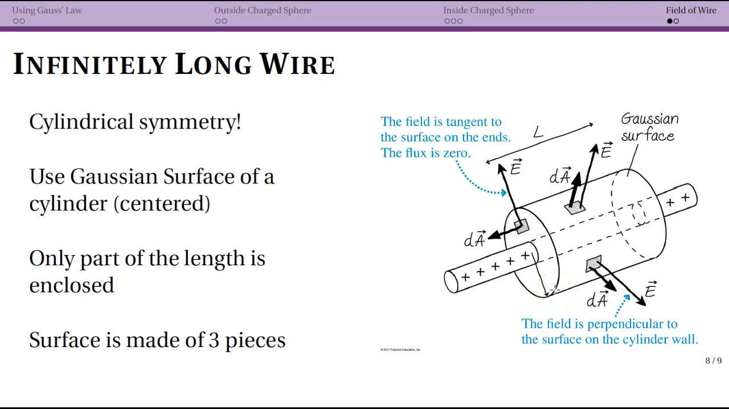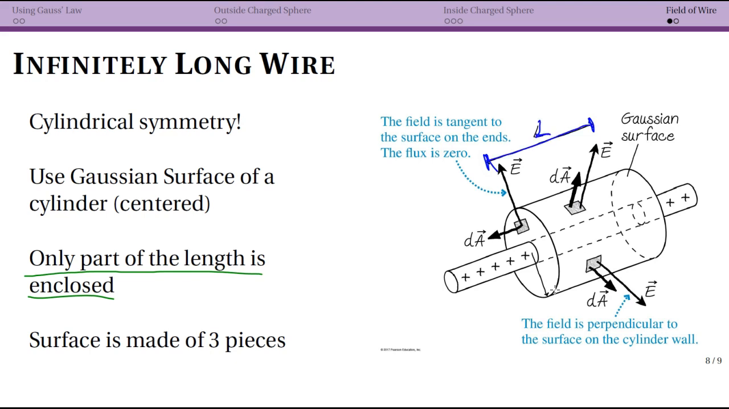That means that our electric field is also going to have a cylindrical symmetry, and so we want to choose a Gaussian surface of a cylinder. And perhaps obviously, we want the center of our Gaussian cylinder, the axis, to align with the axis of our infinitely long wire. Now, here's something new that we didn't need to worry about with the spheres, is that only part of the length is enclosed. How much length we enclose is completely arbitrary. We're going to call that L.